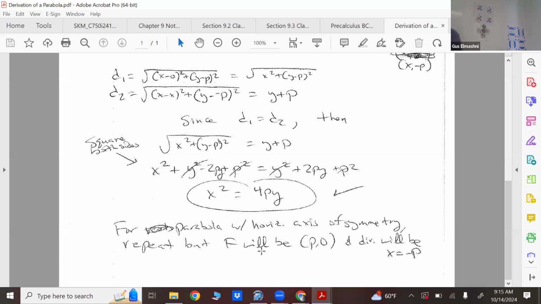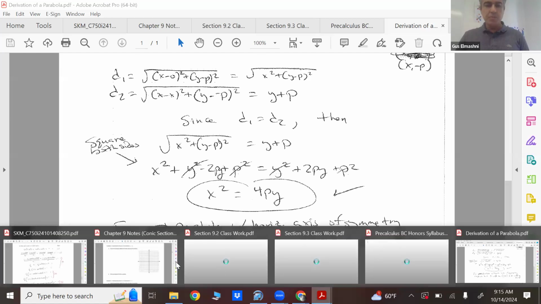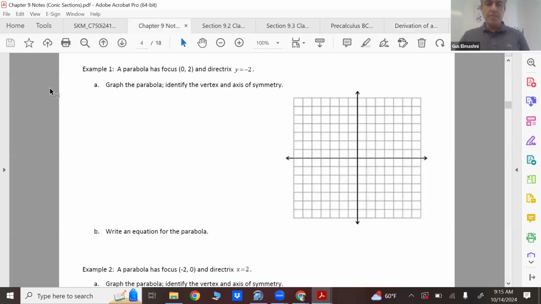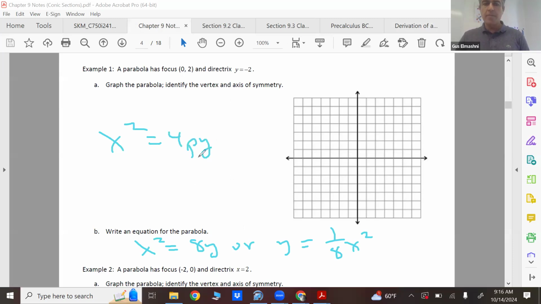Now, if you want to do the horizontal axis of symmetry, just reverse it. Have it point to the right and switch the x and y coordinates. But ultimately, if you square both sides and FOIL and cancel stuff out, you get x squared equals 4py, where p is the distance from the vertex to the focus. So coming back to the notes, I'm just going to say it's x squared equals 8y, or y equals 1/8 x squared. So the formula goes like this: x squared equals 4py. Sometimes I write it like this too, just so you know.